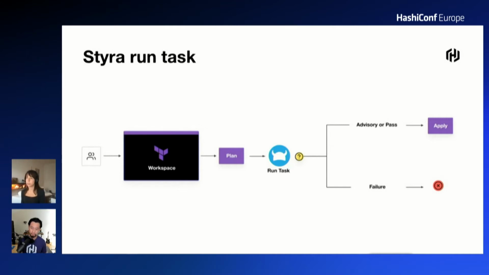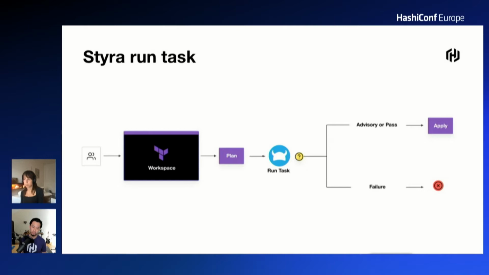So as I mentioned, I'll be using a run task in order to integrate OPA into my infrastructure provisioning workflow. Run tasks are a Terraform Cloud feature, and they're an organization level resource that allow you to extend your infrastructure provisioning workflow with third-party tools. So you can integrate code scanning, cost estimation, and compliance, such as policy checks.